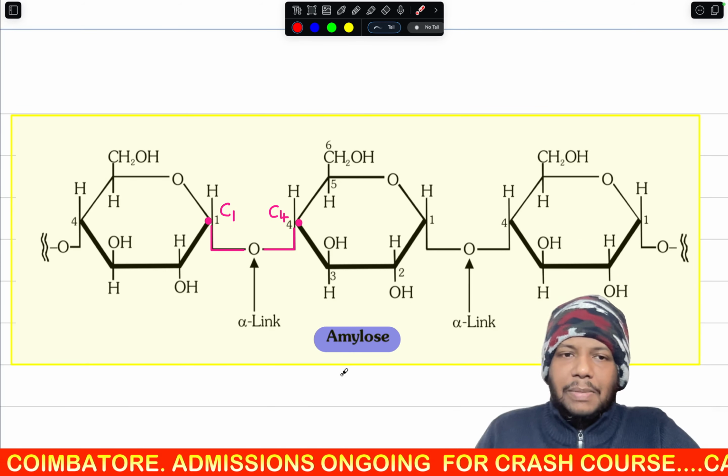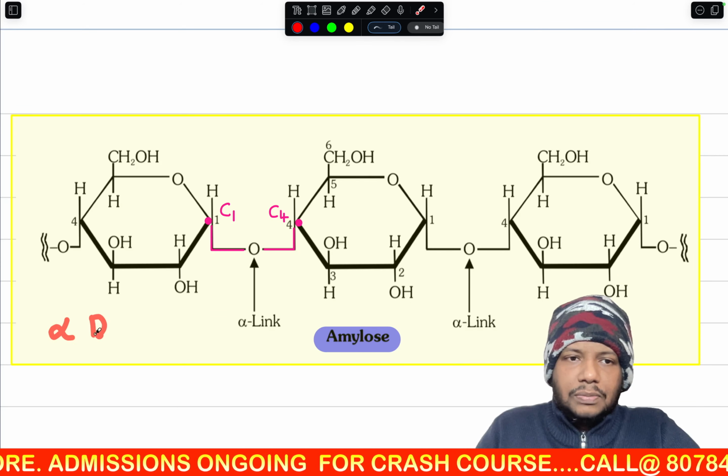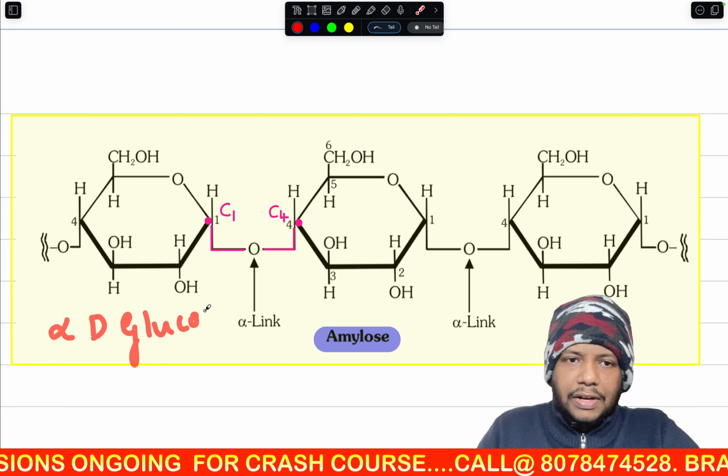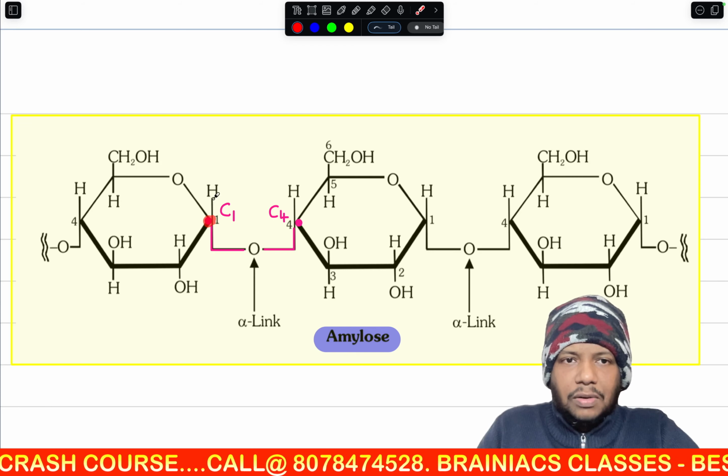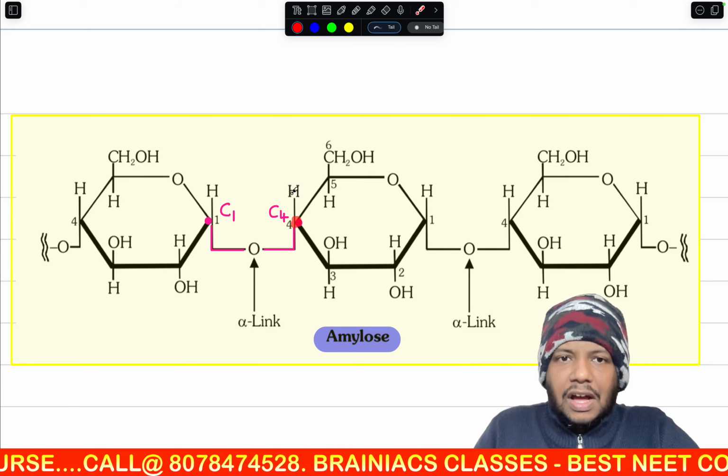Okay, we'll see the structure, you will understand. So this is fundamentally amylose, this is alpha D glucose. This is alpha D glucose. So what is happening here? The C1, carbon 1 of one glucose unit is combining with the carbon 4.